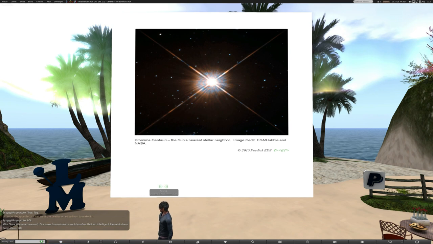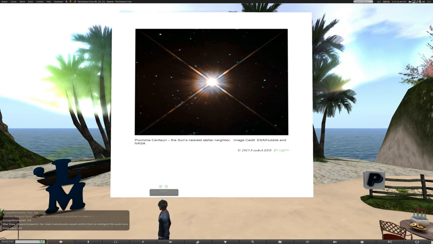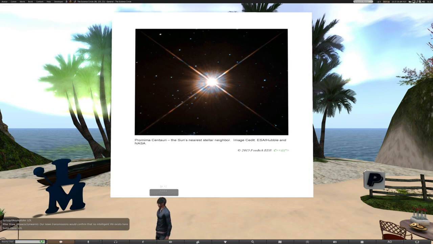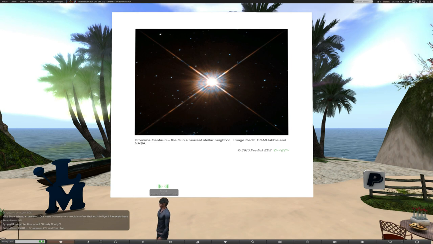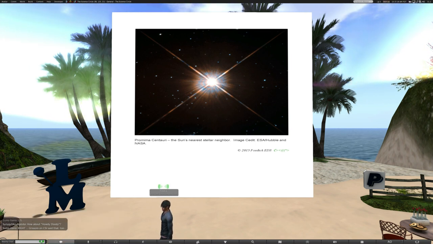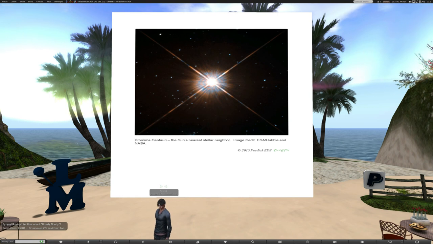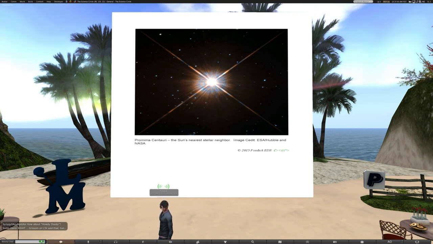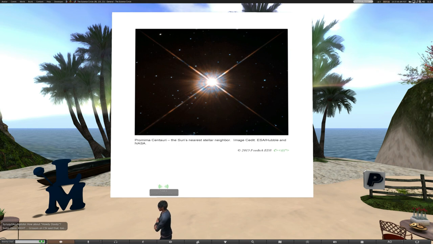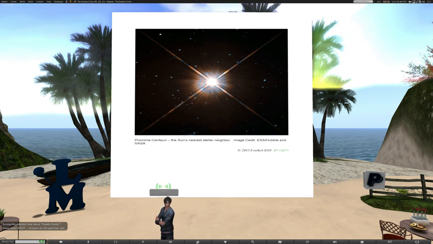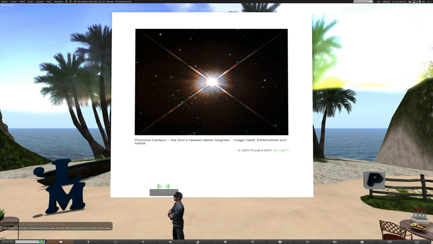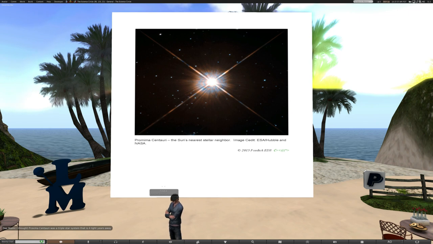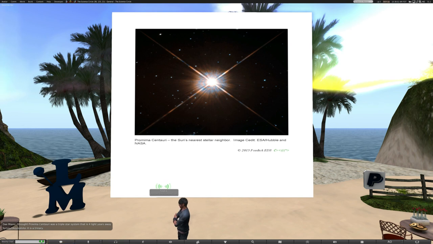So, let's see. What else should I show? Well, I have some slides on habitable zones, but I'm not sure it's worth showing. There's some speculation that there's a habitable zone at a certain distance from every star, where it's not too hot, not too cold. They sometimes call it the Goldilocks zone. If you have planets or moons in that range, you could have liquid water, you could have life. I'm not sure about that.